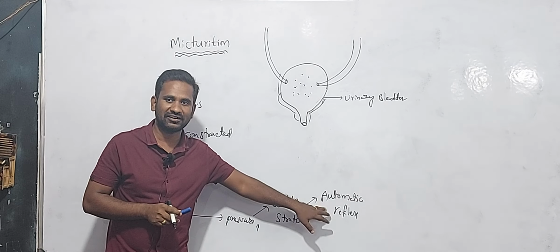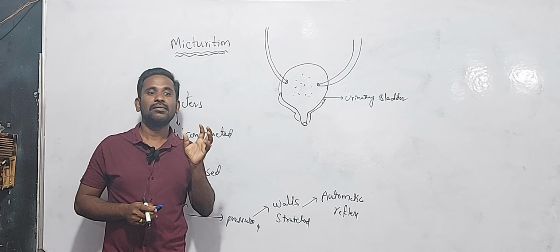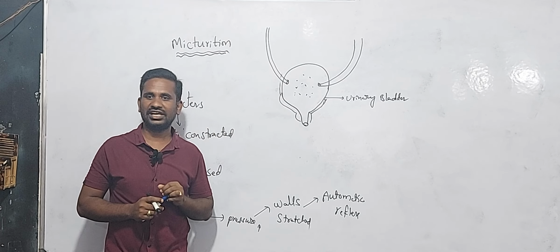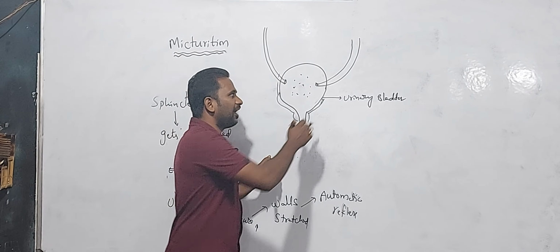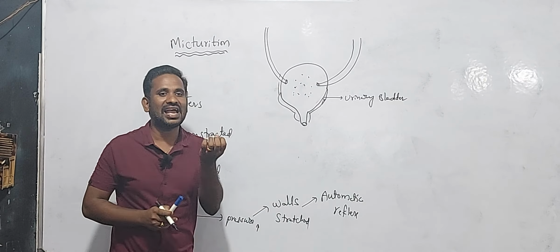It is under control of our brain. When 300 to 400 ml of urine is filled in the urinary bladder, the stretch levels also increase. The pressure increases, the stretching levels also increase. It triggers the reflex of micturition, and you must pass out the urine from the urinary bladder. If the automatic reflex gets started, the upper sphincter gets relaxed.